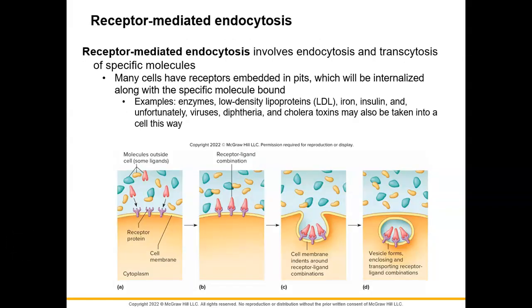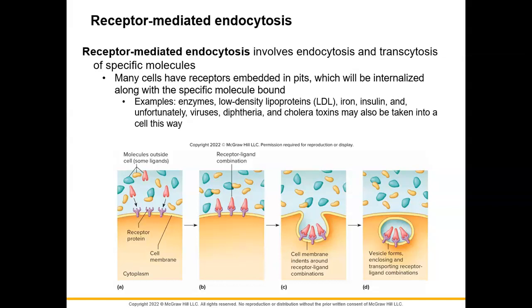Receptor-mediated endocytosis involves endocytosis and transcytosis of specific molecules. Many cells have receptors embedded in pits, which will be internalized along with the specific molecule that's bound to those receptors. This includes movement of enzymes, low-density lipoproteins, also known as LDLs, iron, insulin, and unfortunately, viruses, diphtheria, and cholera toxins can be taken into the cell using receptor-mediated endocytosis.